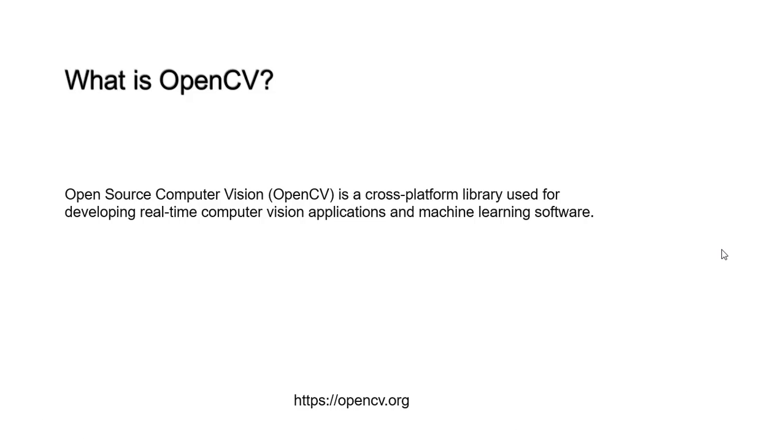But what is OpenCV? Open source computer vision, known as OpenCV, is a cross-platform library used for developing real-time computer vision applications, and it is also used for developing machine learning software. It is a popular library that you can use with multiple languages, but in this series we are going to be using it for Python. You can read more about it on their website right here on the screen below. For now, let's install the OpenCV library on our PyCharm IDE.